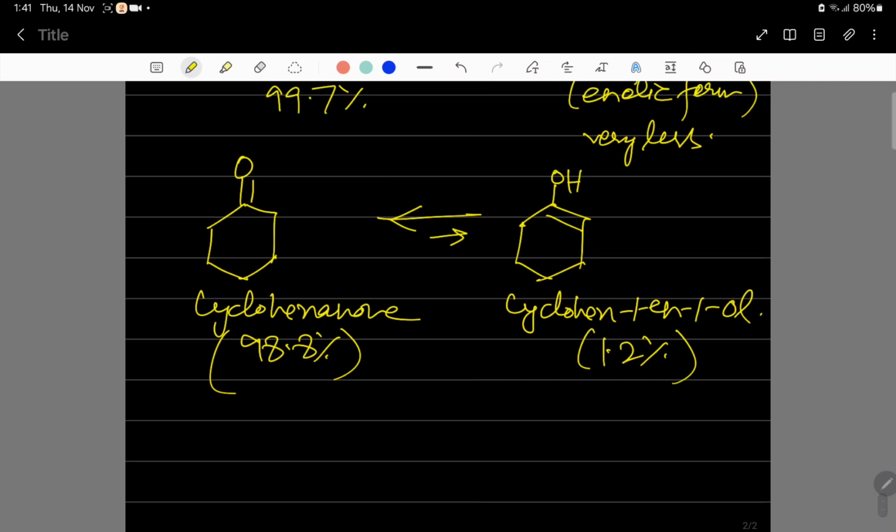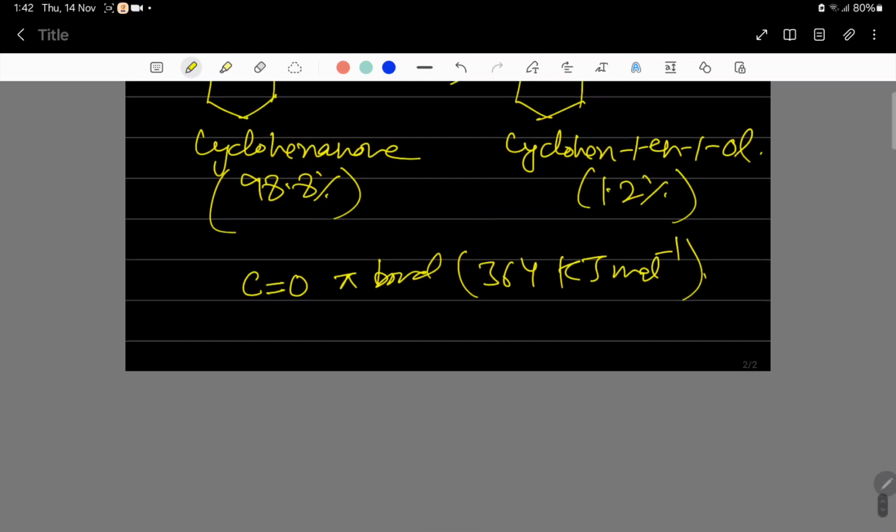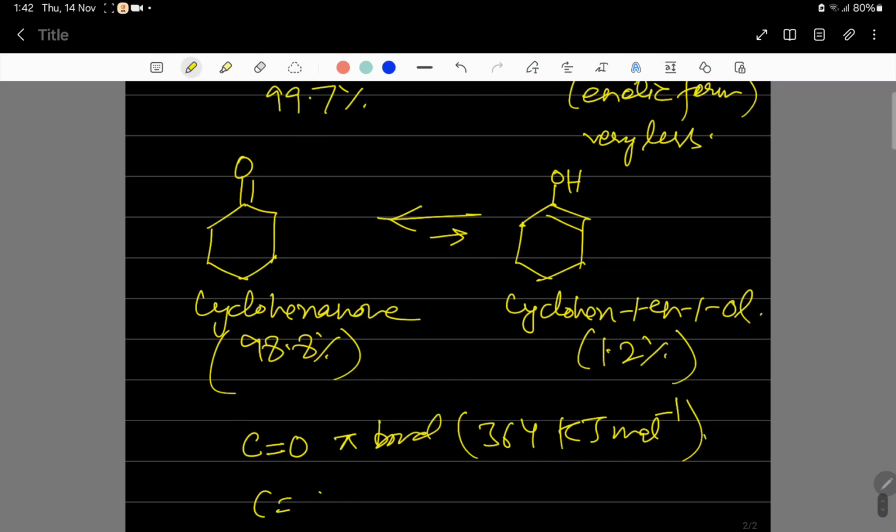So in all the monocarbonyl compounds listed above, the greater stability of the keto form with respect to enol form is due to the greater strength of the carbon-oxygen pi bond, that is 364 kilojoule per mole, as compared to carbon-carbon pi bond, which is 254 kilojoule per mole.